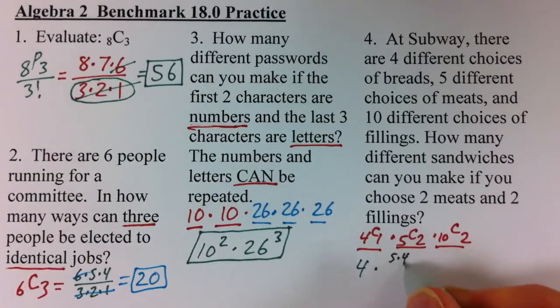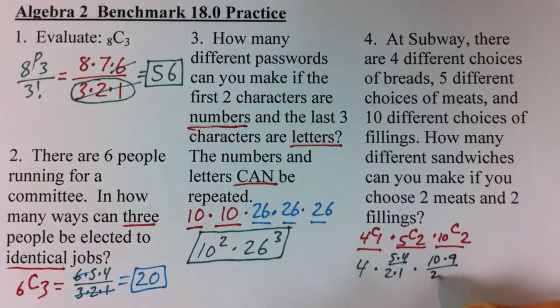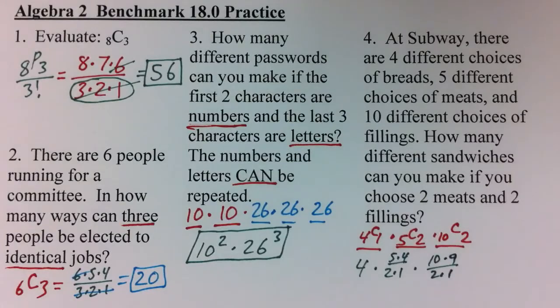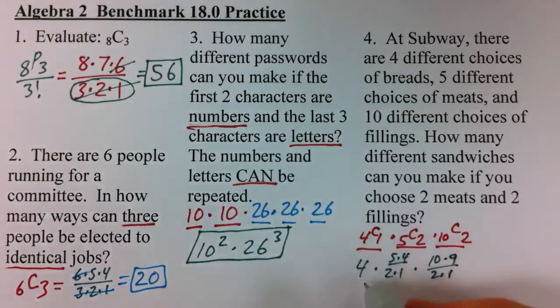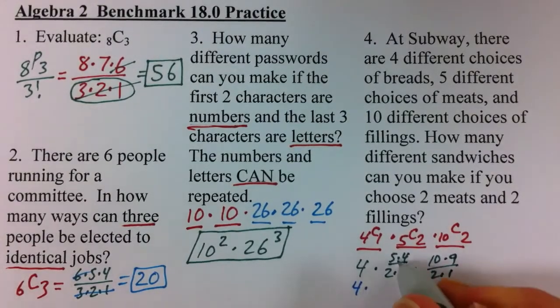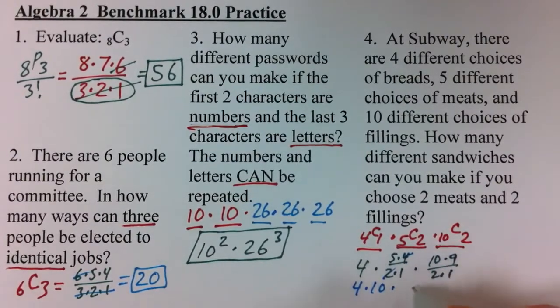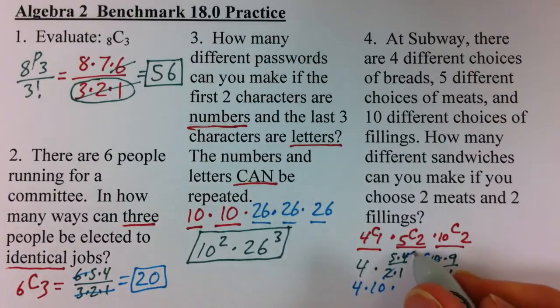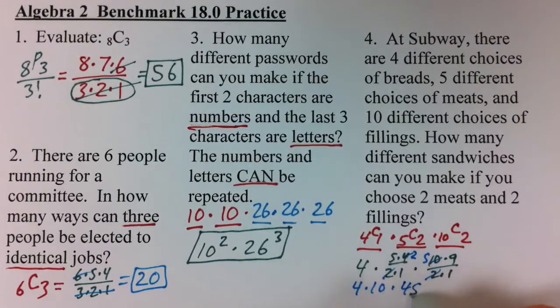5C2 is 5 times 4 over 2 times 1. 10C2 is 10 times 9 over 2 times 1. So it looks like my answer is going to be 4 times what? This cancels, leaving you 10 times, this cancels with that, 5. So this cancels with this, leaving you a 5. So again, that would leave you a 2 there. So that would leave you 5 times 4 times 5.